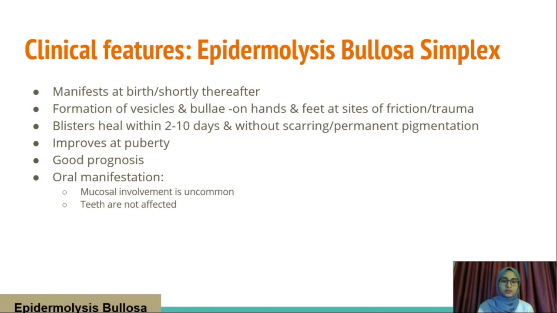Epidermolysis bullosa simplex manifests at birth or shortly thereafter. It is characterized by the formation of vesicles and bullae, chiefly on the hands and feet at the sites of friction or trauma. The blisters heal within 2 to 10 days without scarring or permanent pigmentation. The disease appears to improve at puberty, and there's a good prognosis. Oral manifestations include mucosal involvement, and teeth are not affected.